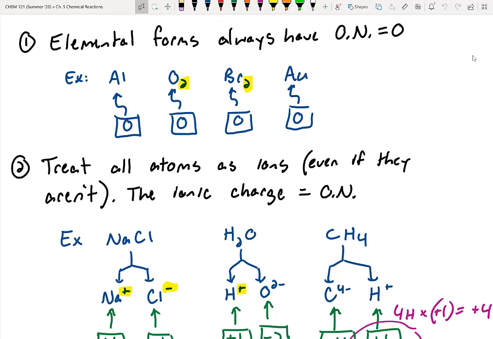And it says that anytime you have an element in its pure form, the oxidation number is going to be 0. So like with aluminum metal, it'd be 0. With O2, it's still elemental. That's elemental oxygen, even though there's 2 atoms in O2. It would still be 0 for each atom.